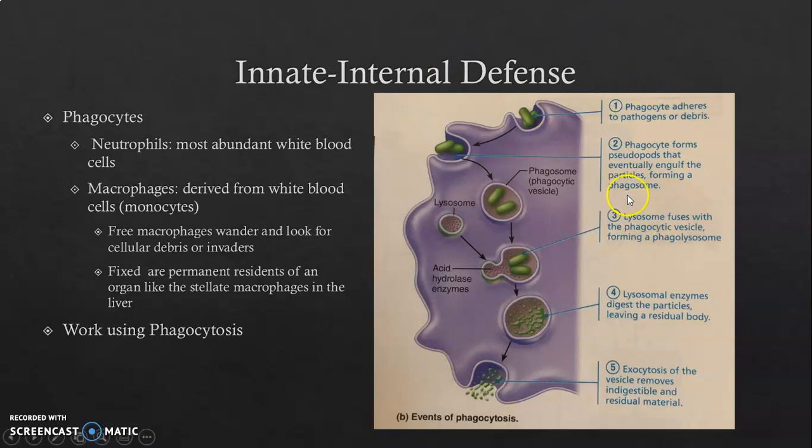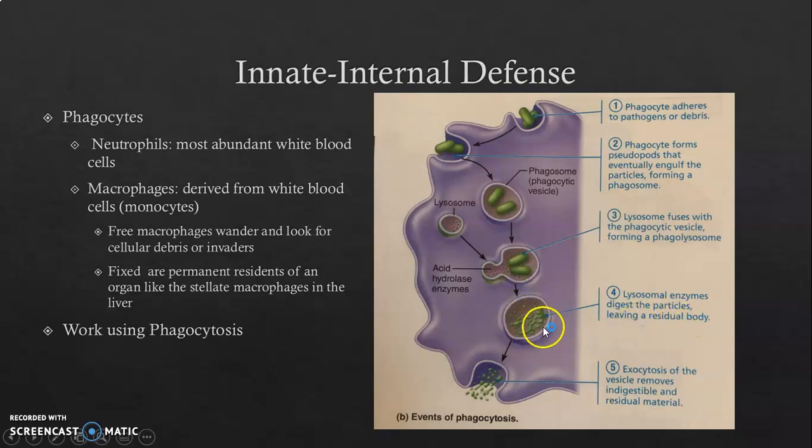All right, and then from here you go. Here's a phagosome right here. And then from there, a lysosome, this guy, will fuse with the phagocytic vesicle, forming a phagolysosome. What happens here is the acid of the lysosome has hydrolase enzymes, and these break down the harmful pathogen or debris. It digests the particles and leaves a residual body.